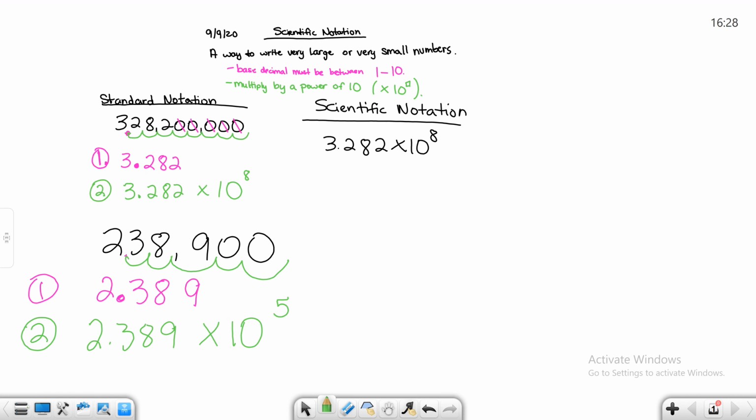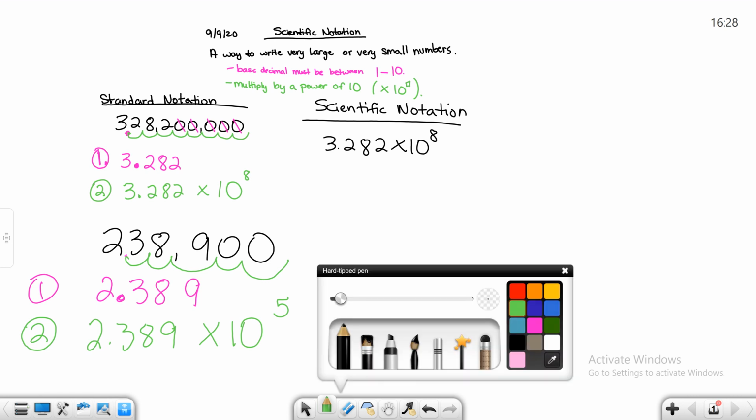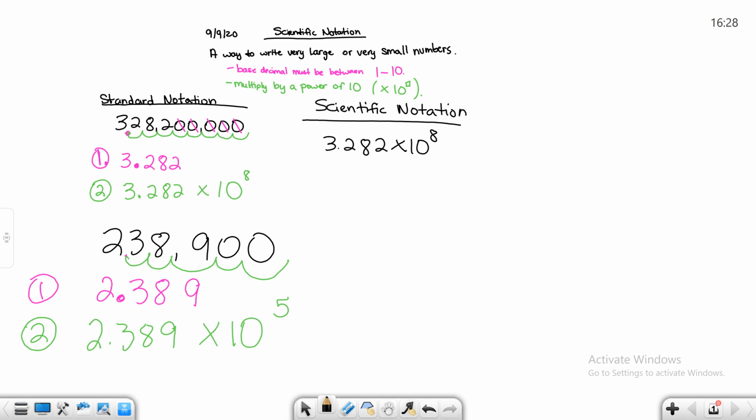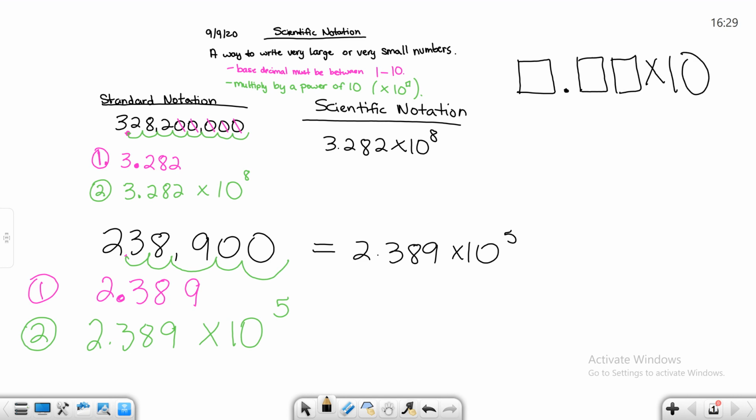So my standard notation for 238,900 is written in scientific notation as 2.389 times 10 to the power of 5. And we always want the same format, okay? We always want the format: a number, a decimal, and as many numbers as you need, times 10 to an exponent.